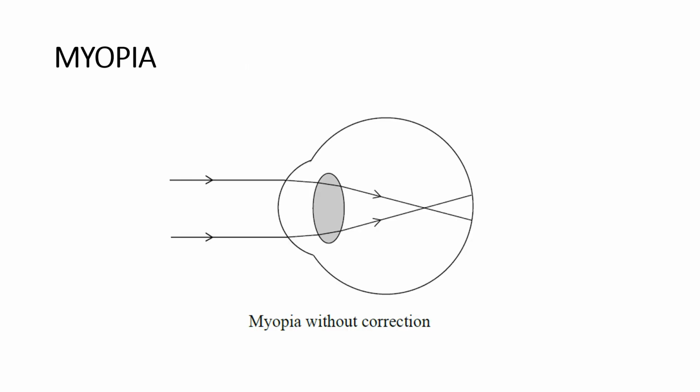So here is just a diagram showing an eye with myopia without any spectacle correction. So light from a distant object is focused in front of the retina.